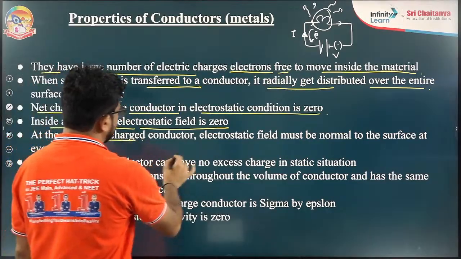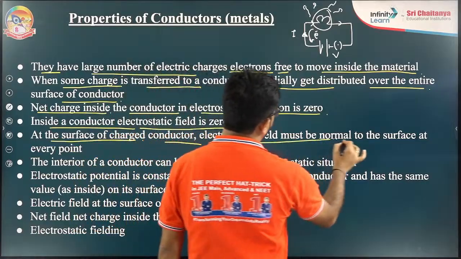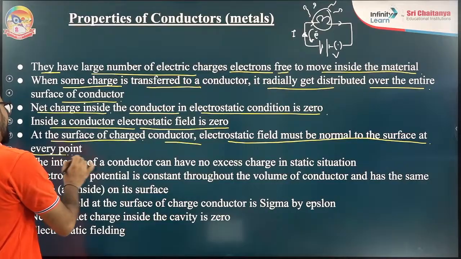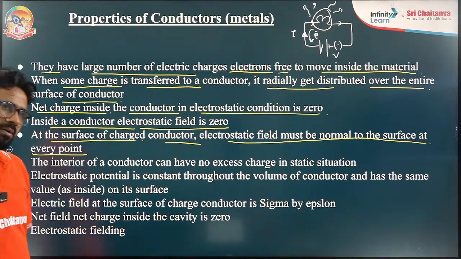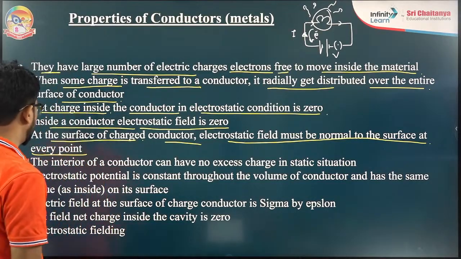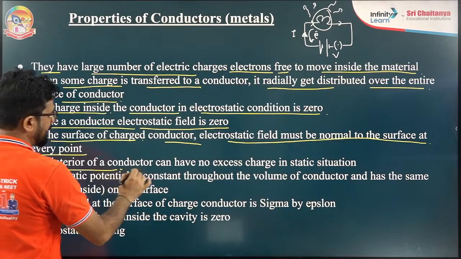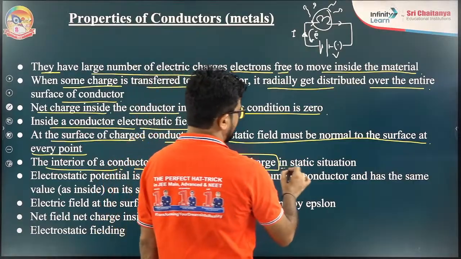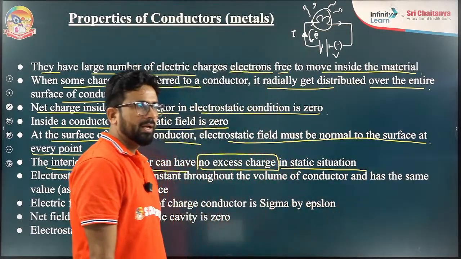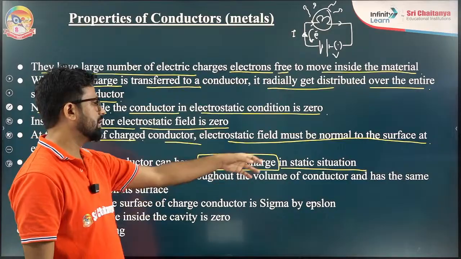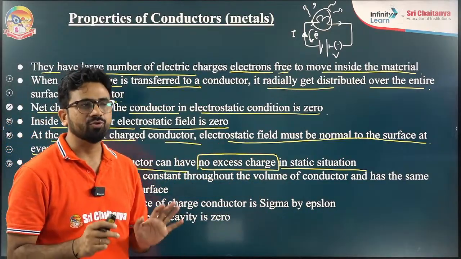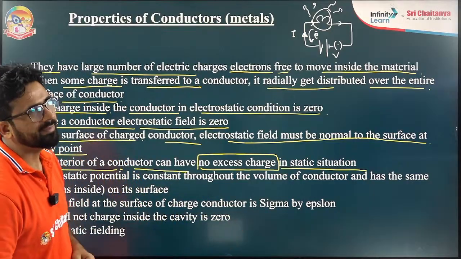At the surface of a charged conductor, the electrostatic field must be normal to the surface at every point. Just now I explained, it is always normal. Next point: the interior of a conductor can have no excess charge in a static situation. In an electrostatic situation, there cannot be any excess charge. The net charge would be 0. I explained it in the cavity also.